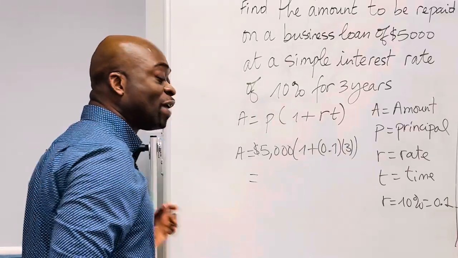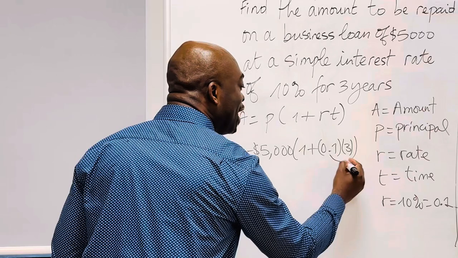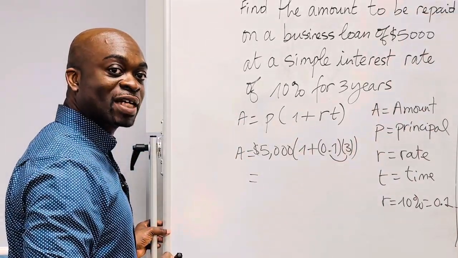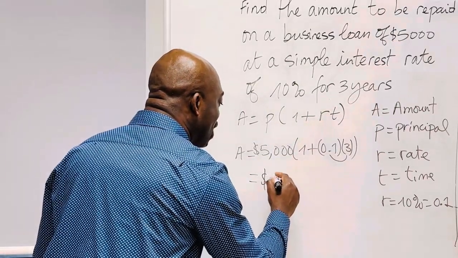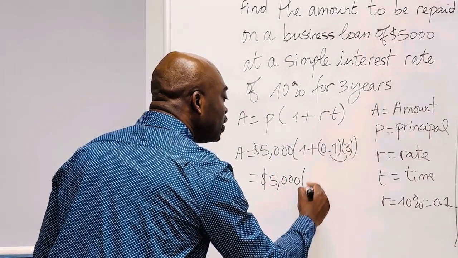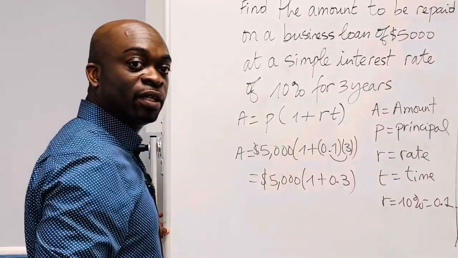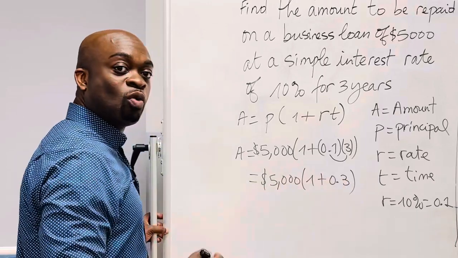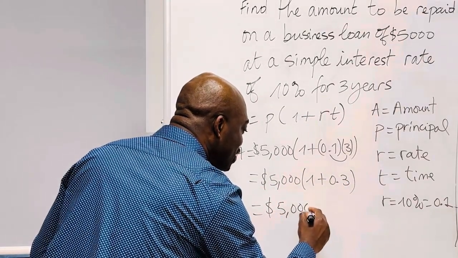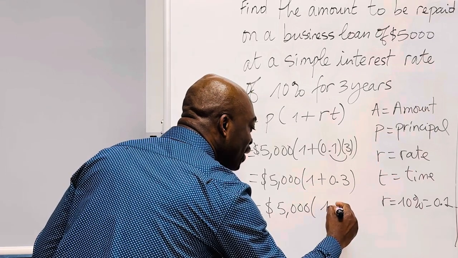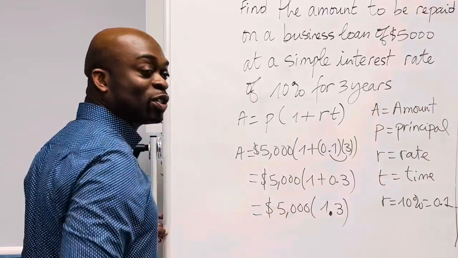Now we have to use order of operations, so we have to go inside the parentheses to multiply whatever we have to multiply. That means 0.1 times 3, which is going to give us 0.3. So we have $5,000 times 1 plus 0.3. Then we add 1 and 0.3, and we only bring down the 5,000. This will give us 1.3.